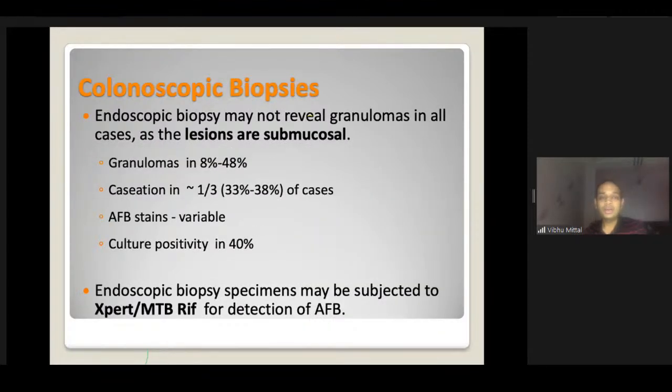Biopsy may not show granuloma in many cases, as the lesions are submucosal. So granuloma is only seen in 8 to 48% of colonic biopsies when taken from ulcerated areas, and of these, only one third would have caseation. So caseating granuloma would be even less commonly found. AFB by ZN stain is variable, but is not more than 3%. Culture positivity is around 30 to 40%. I'll say endoscopic biopsy specimens must be subjected to GeneXpert for detection of AFB.